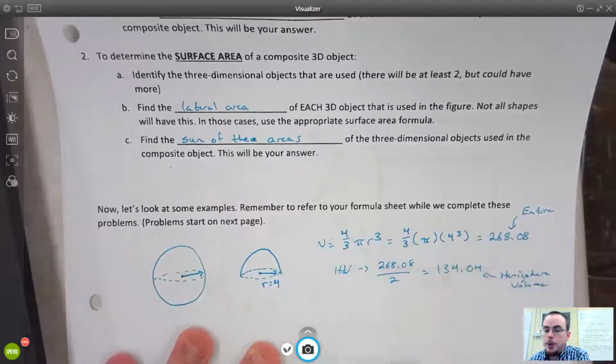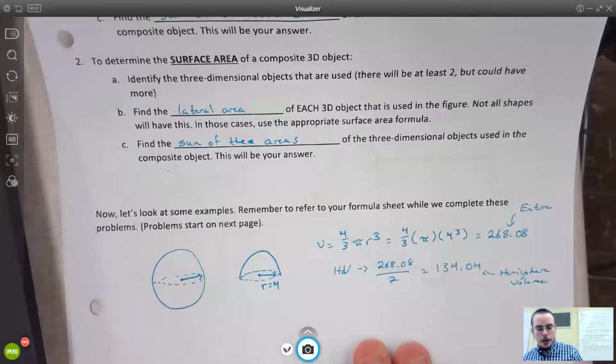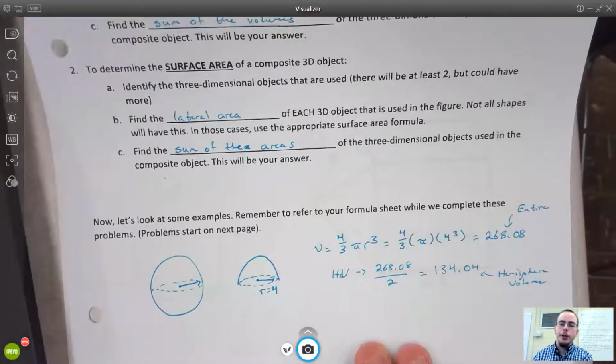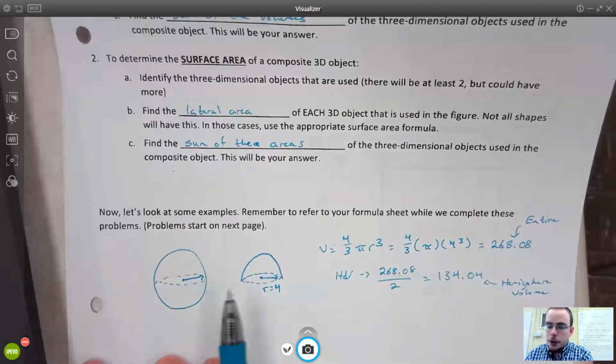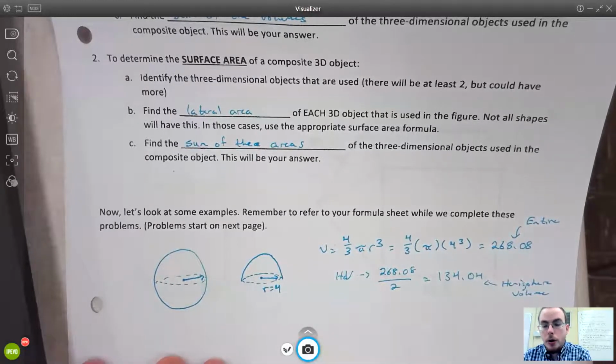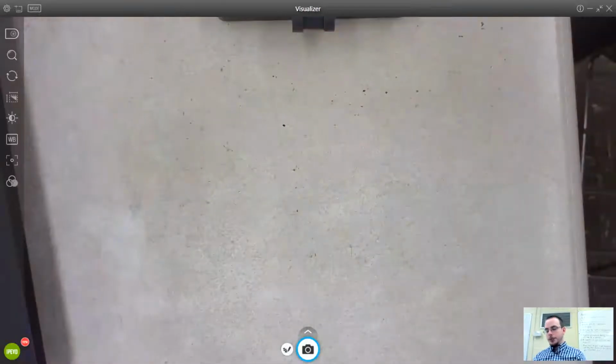Okay, and you would do surface area the exact same way, just with its own formula, 4 pi r squared. So if you do run into a hemisphere, which you will on the worksheet, then this is how you find the volume and or the surface area. So let's look at some examples.